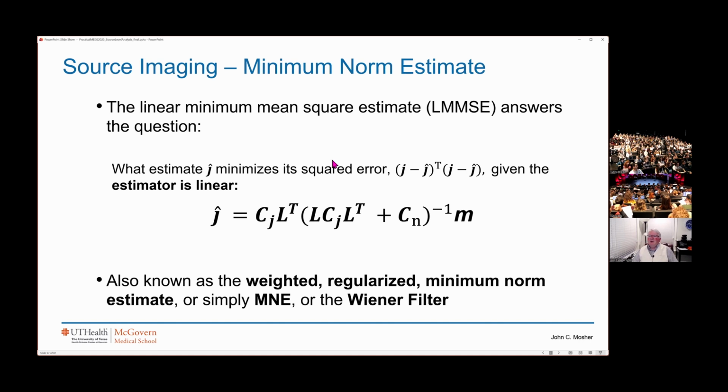And then we can ask the question, what estimate of J hat minimizes this squared error, J minus J hat, given that, and this is crucial, the estimator is linear. We want a linear estimator, some sort of linear weights applied to the data. Here's the data, this is my linear weights. What will be the optimal solution? You can write it out almost directly. It's well known. It's the Wiener filter. We also call it the weighted regularized minimum norm estimate because that's the way it was developed in the MEG field, or you know it in MNE-Python and some of the codes as simply MNE, minimum norm estimate, but you give specifications for the source covariance and noise covariance inside the model.